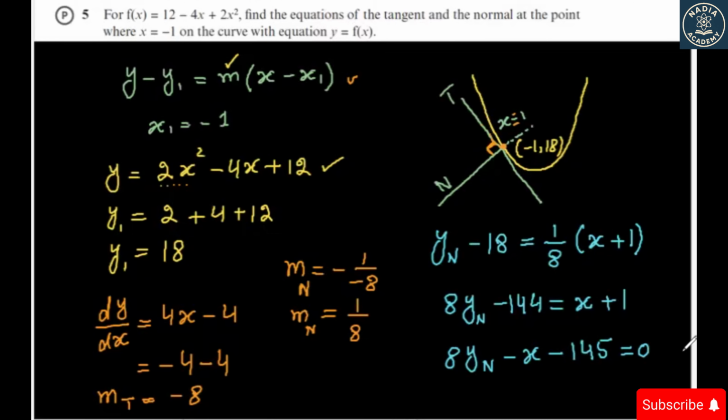So here, what we understood is that if the equation is given, the first order derivative is the gradient, and that will also be the gradient of the tangent at any point x on this function. Then we can use the general equation of the straight line, because the tangent is a straight line, to find the equation of the tangent, and the negative reciprocal of the gradient of the tangent is the gradient of the normal. So then we can also find the equation of the normal at the same point. Hope you understood it.